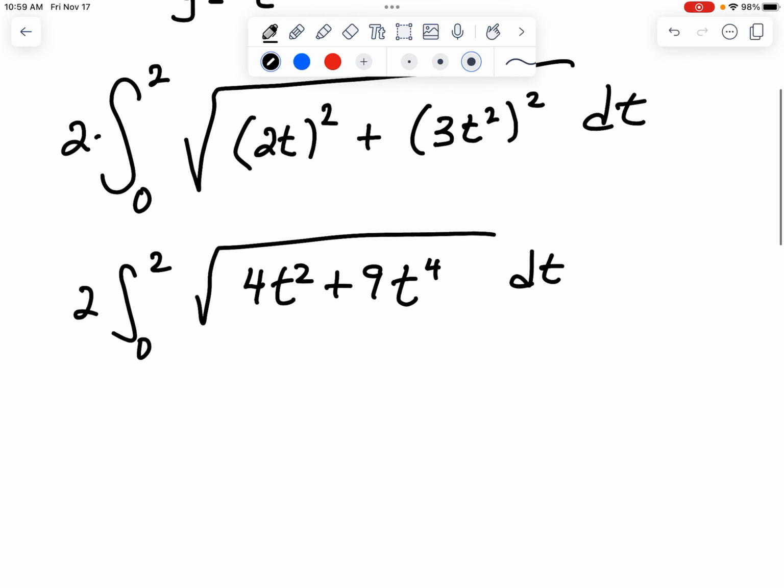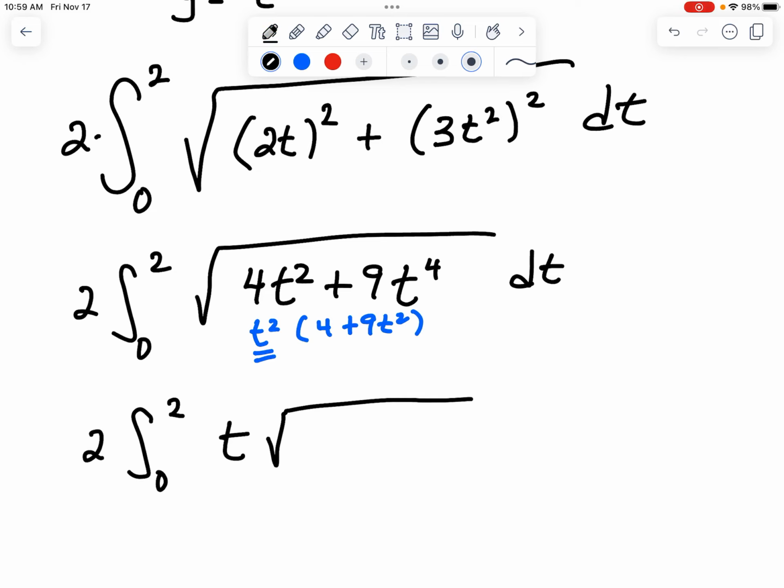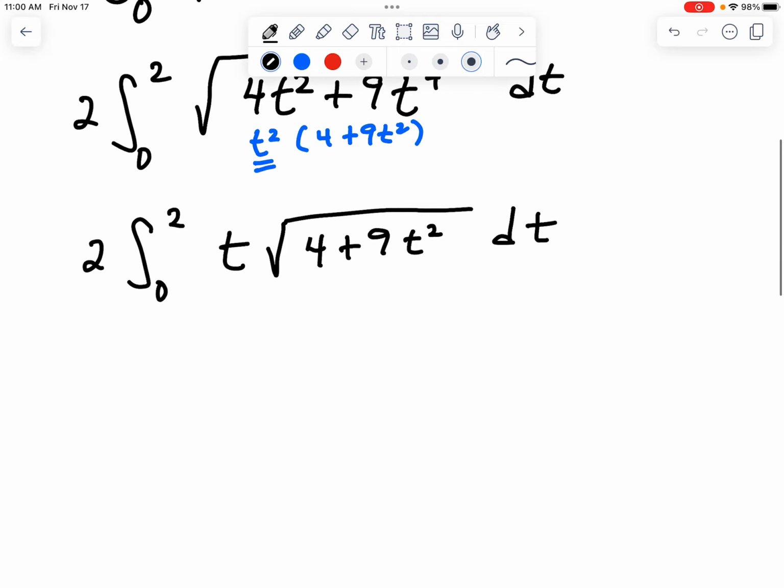And with this, I could factor out a t squared. And when you factor out t squared, it's going to leave a 4 plus 9t squared. And then this t squared, you could go ahead and take the square root of it. So that's going to put a single t on the outside. And then leave the square root of 4 plus 9t squared. And this we can integrate by using u substitution. Good old-fashioned u substitution. Haven't used that for a little while.